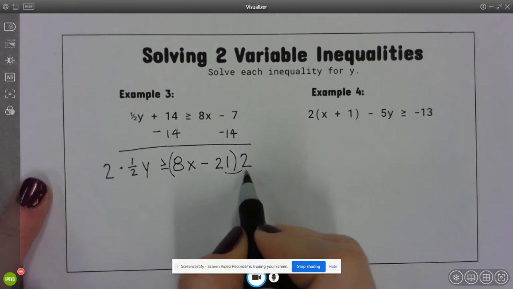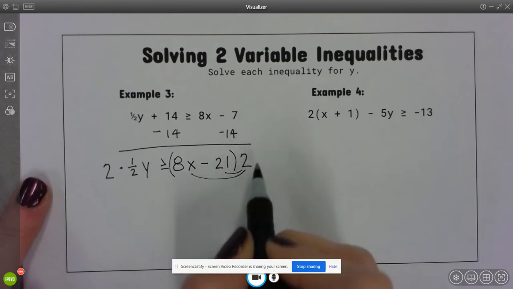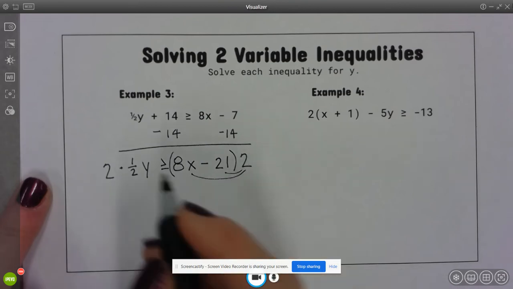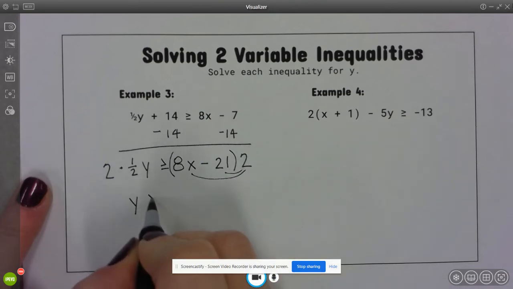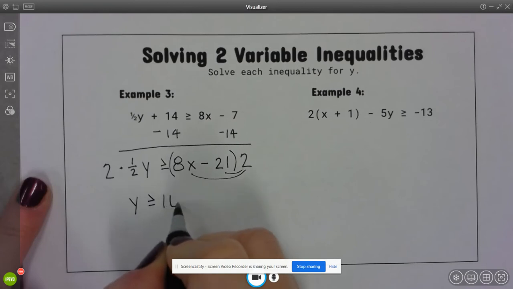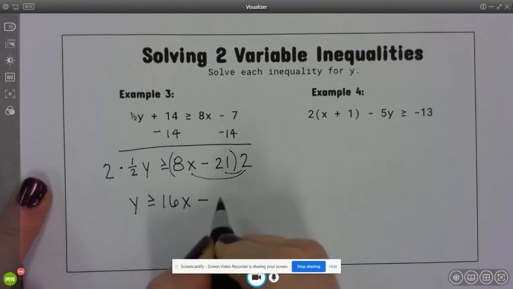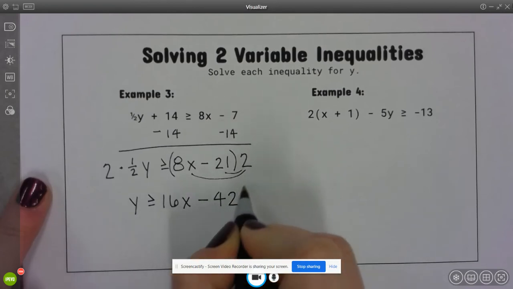So that means 2 has to go to 21 and to 8x. This is the step right here that a lot of us have been missing. So y is going to be greater than or equal to 16x minus 42.